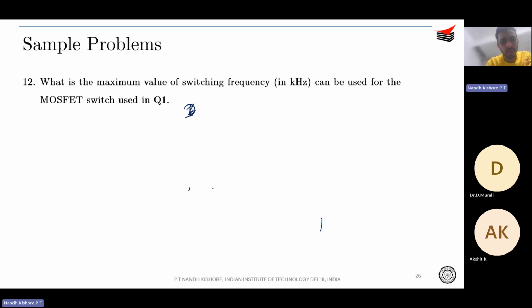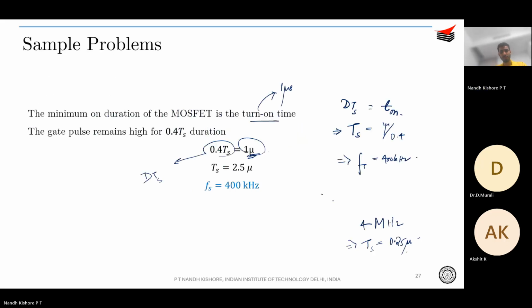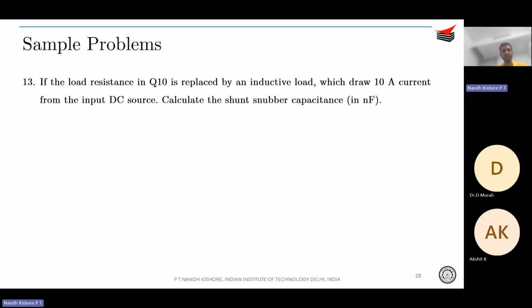T on for the device, that is 0.4 TS, should be equal to the turn on transition, that is 1 microsecond. So 1 microsecond is equal to 0.4 TS, right? That will give you the switching frequency. You cannot go above the switching frequency, or else the turn on period of the device will be lesser than the turn on transition period. So with that relation, you found out that this is 400 kilohertz.